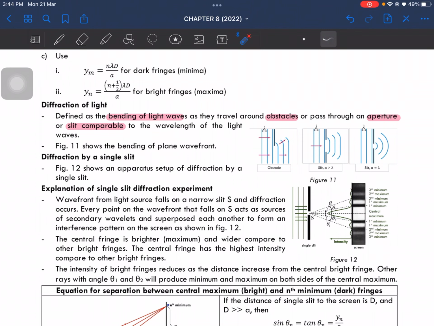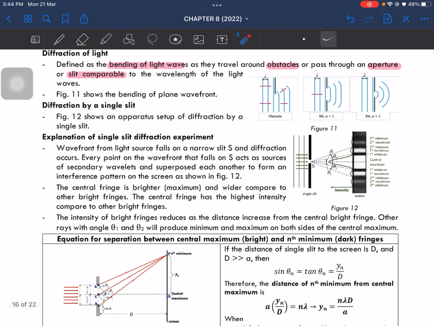Okay, so this is an apparatus setup, an experiment that is done to see the diffraction of a single slit. The wavefront from this light source falls on a narrow slit S. Because this is a slit, diffraction occurs, and every point on this wavefront that falls on S acts as a source of secondary wavelets. They superpose each other and form an interference pattern. So this is the interference pattern.